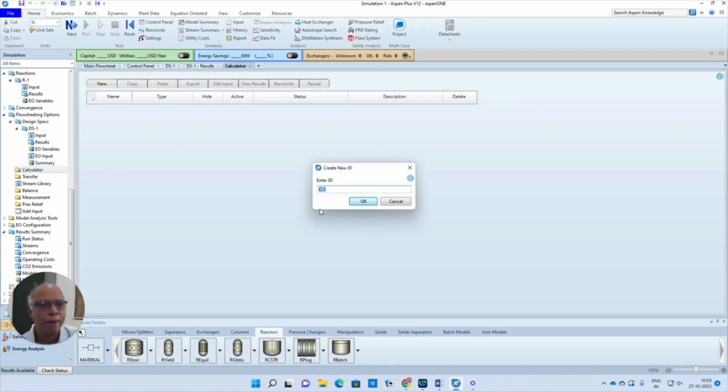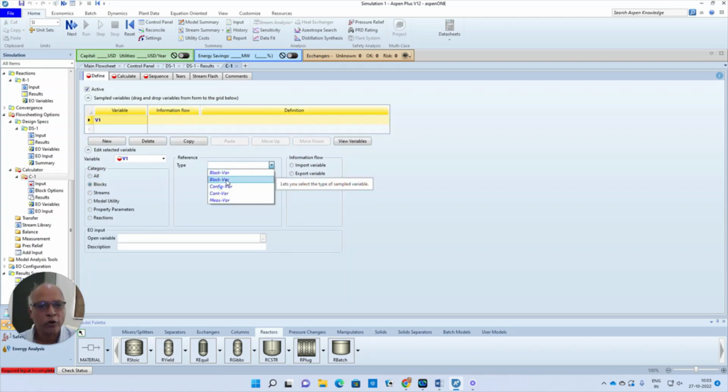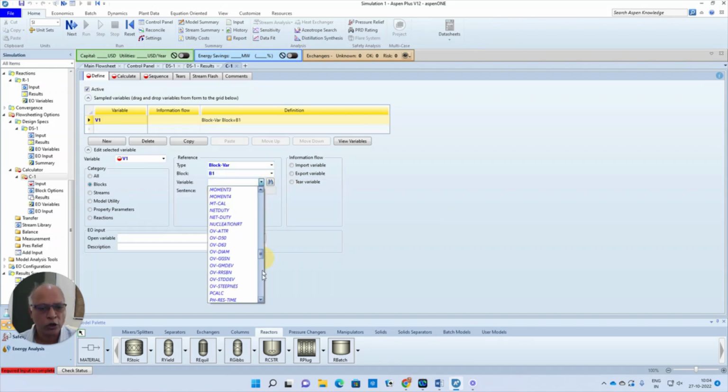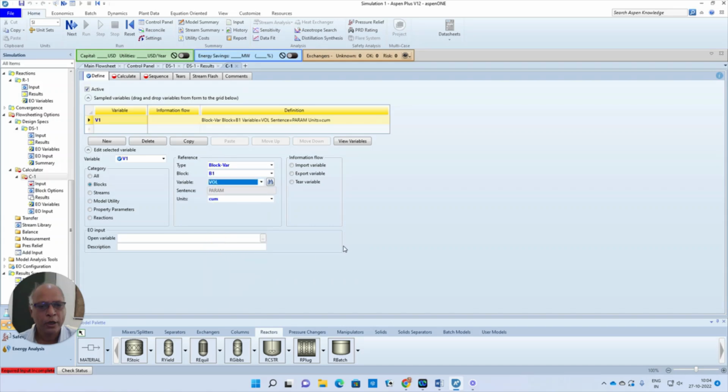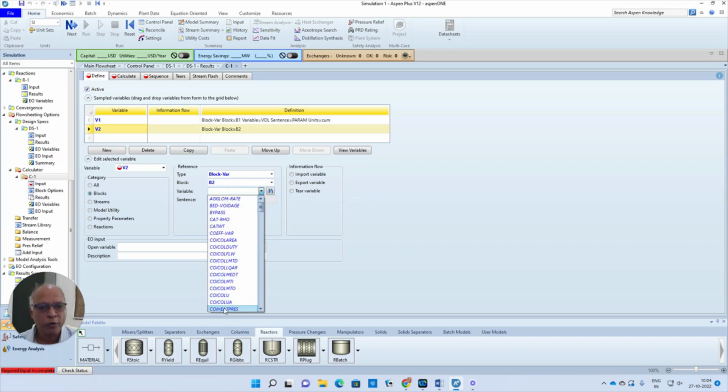So save new, right? Then I'm going to define, let us say V1, which is the volume of the first reactor. Block variable. Block is V1, variable is volume in cubic meters. Similarly, I would like to define volume of the second reactor as V2. It's also a block variable. Block is now V2. Variable is volume.